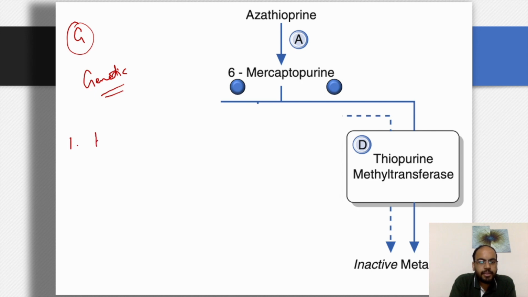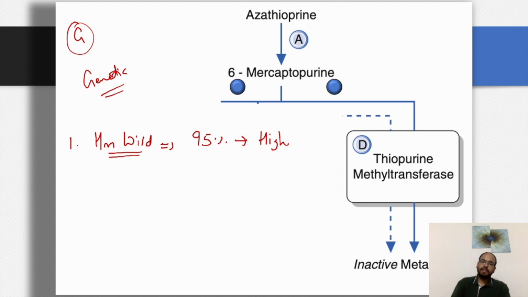First scenario is homozygous wild type. This is the most common polymorphism seen in around 95% of general population. In this, the enzyme level is high or normal. In these kind of patients, you don't have to do anything. Use the regular doses of azathioprine, it will be okay.